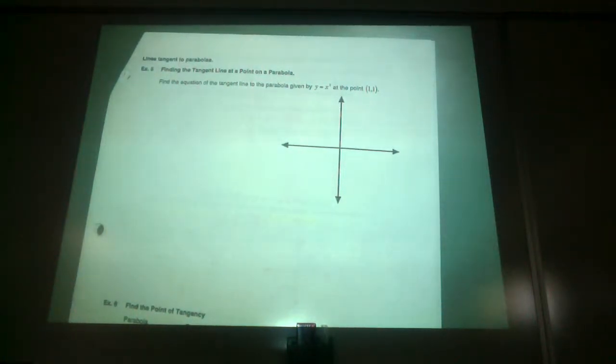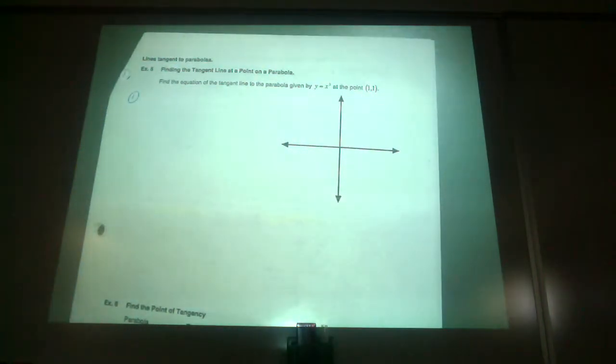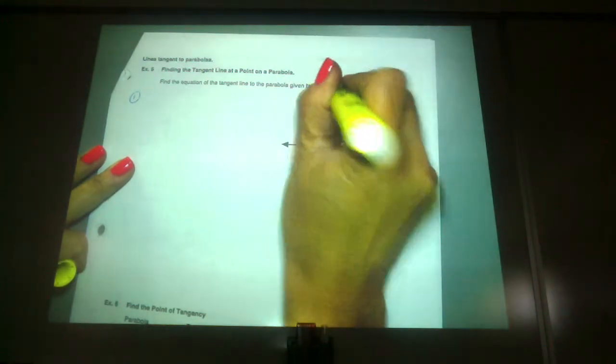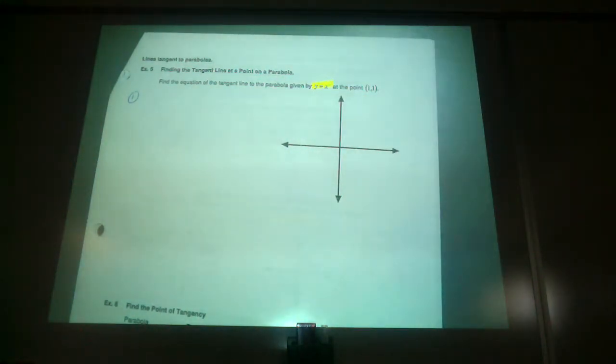All right, so first thing we're going to do is plot the parabola. This parabola right here is about the most simple parabola equation you can have. Isn't that your general parabola formula? I am going to go ahead and try to put it into standard form just so that you can see some of the things that you need to be able to find when you're finding this point of tangency.